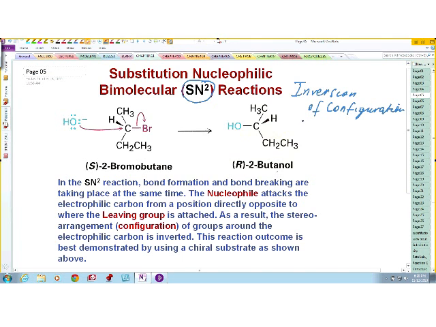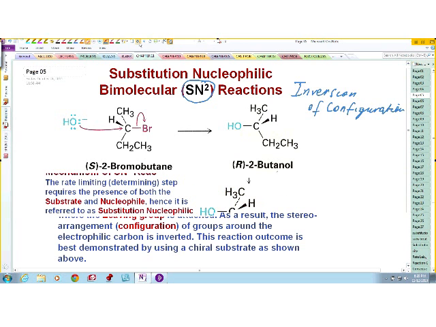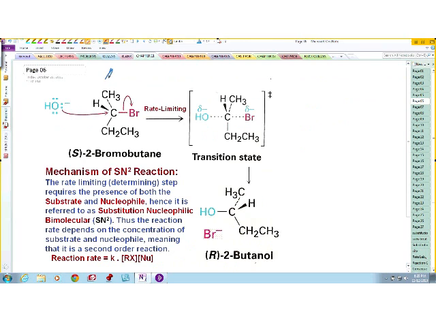Now, let us give you the mechanism of this reaction. And why do we call this SN2 reaction? Okay, let us look at the mechanism of SN2 reaction. You notice here we are starting with the substrate that is optically active. The reason we do that is to demonstrate some of the important features of the SN2 reaction.